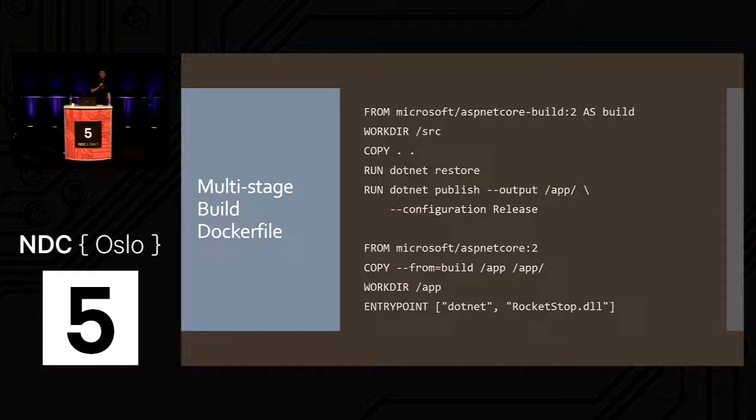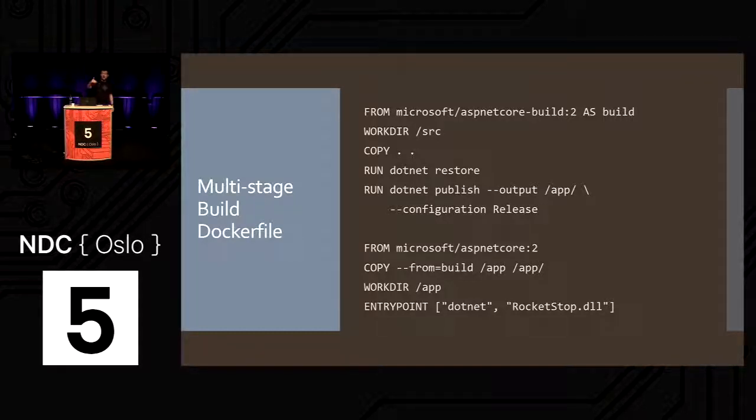So now we can do this. We can say FROM microsoft/aspnetcore-build and give it a name. So we give that image a name in our build process. Create a new WORKDIR, and I'm going to call this src to differentiate it. So this is where I'm putting my source code. Copy everything into it, run dotnet restore, and then run dotnet publish, and set the output to /app, which will just get created, and set the configuration to Release, so we don't get a debug build out.